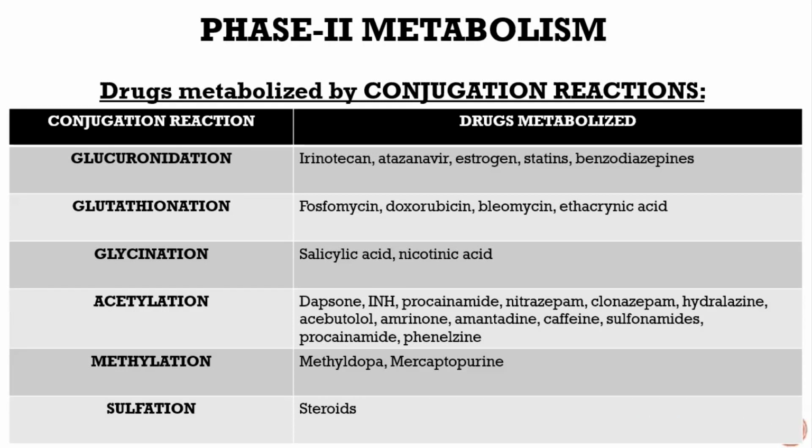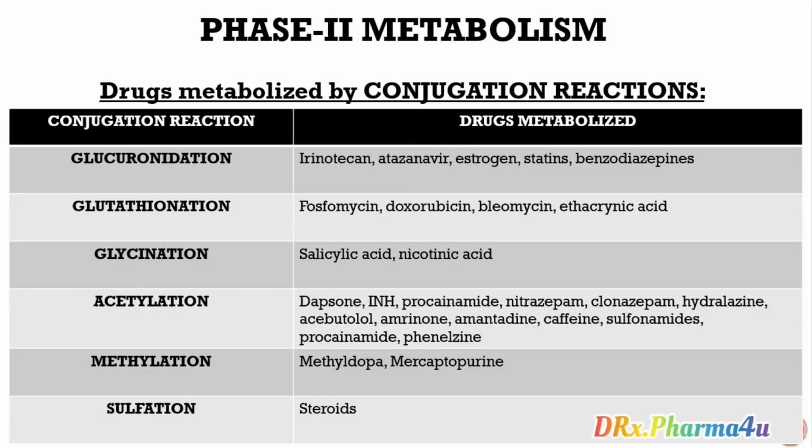Then we come to methylation reaction, methyldopa. So you can remember this very easily. Methylation starts with M, and the drugs that are metabolized by methylation are also starting with M. So it is methyldopa and mercaptopurine.